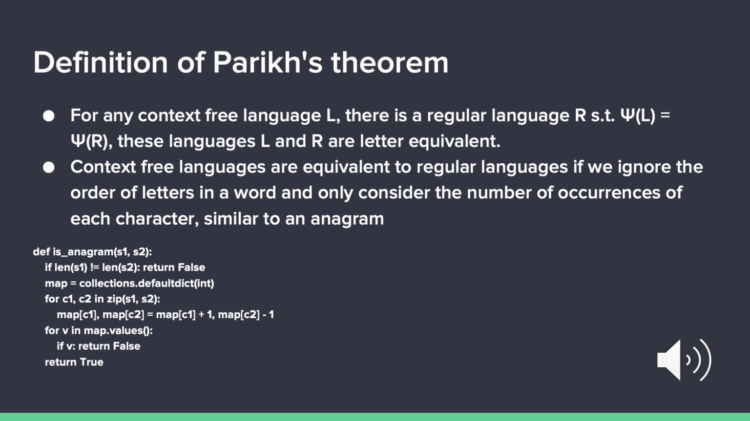It basically says that for any context-free language, L, there is a regular language, R, such that the Parikh image mapping of L is equal to the Parikh image mapping of R. Therefore, these languages, L and R, are letter equivalent. Context-free languages are equivalent to regular languages if we ignore the order of letters in a word and only consider the number of occurrences of each character, similar to an anagram. So after establishing all of this, let's now talk about the proof.